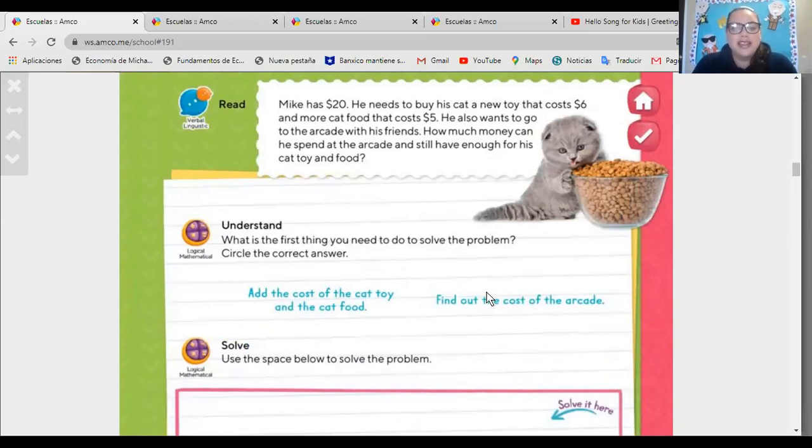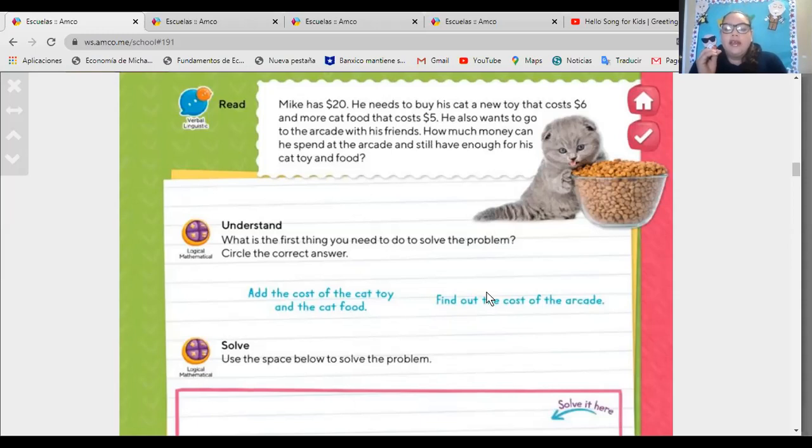Mike has $20. He needs to buy his cat a new toy that costs $6 and more cat food that costs $5. He also wants to go to the arcade with his friends. How much money can he spend at the arcade and still have enough for his cat toy and food? Well, let's think about it. Understand. What is the first thing you need to do to solve the problem?